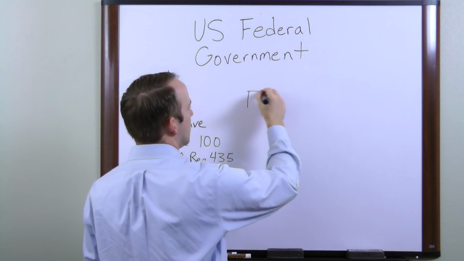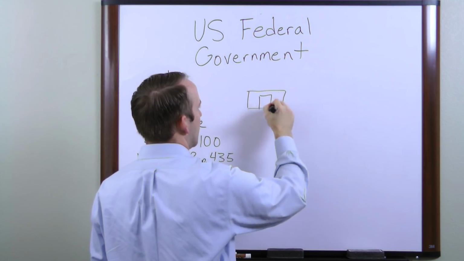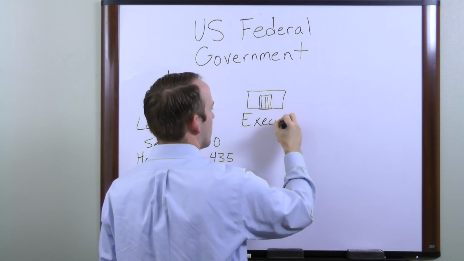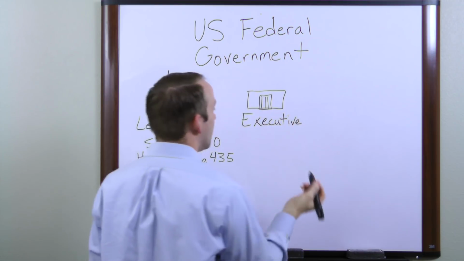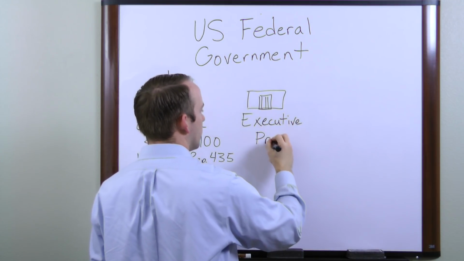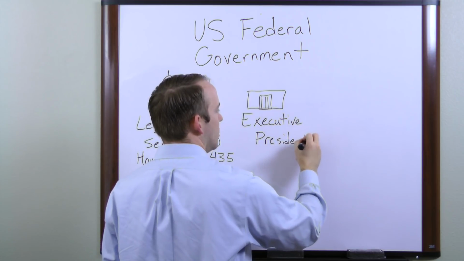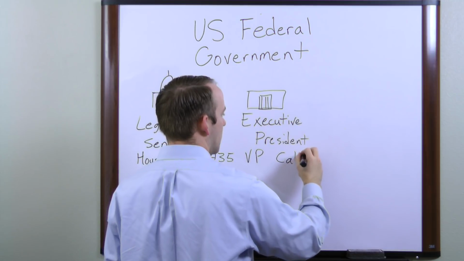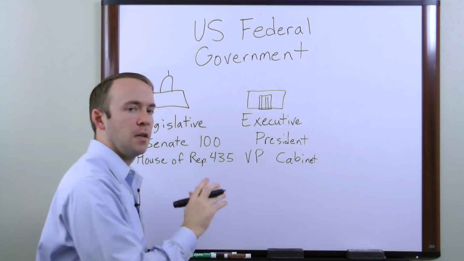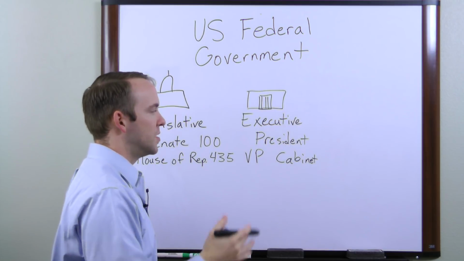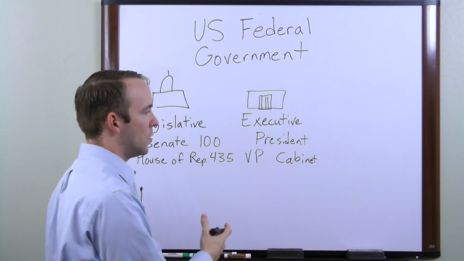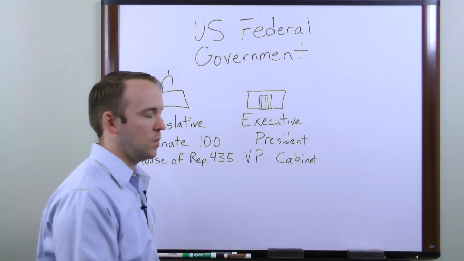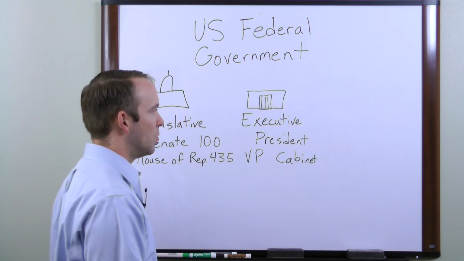The second branch is the White House, and it's the executive branch. The executive branch includes the president, and you would have the vice president and the cabinet. There are 15 different cabinet positions ranging from the Secretary of State, which is the oldest, most prestigious of the cabinet offices, and all the way to the Department of Homeland Security, which is a more recent creation.